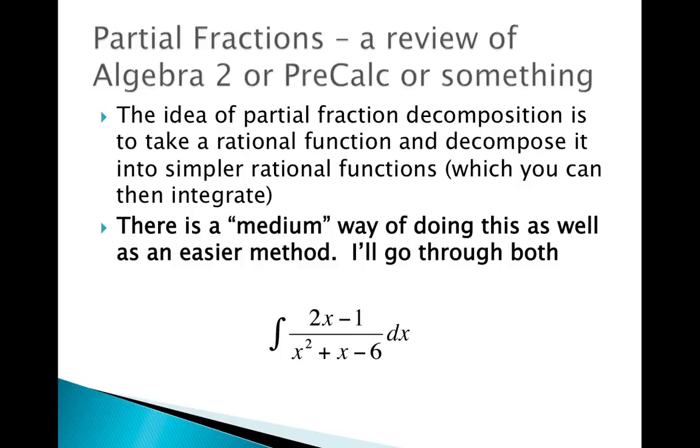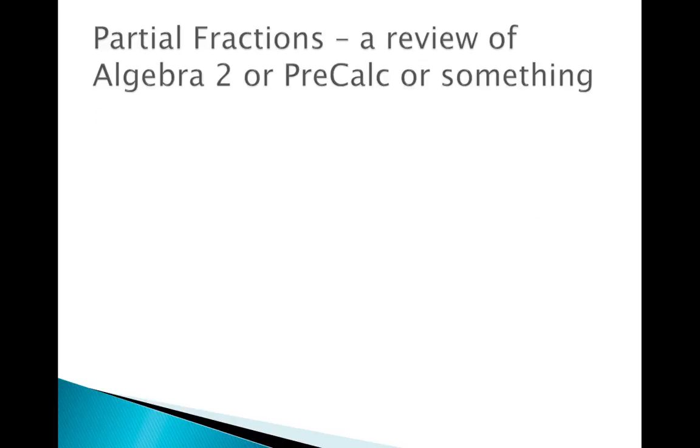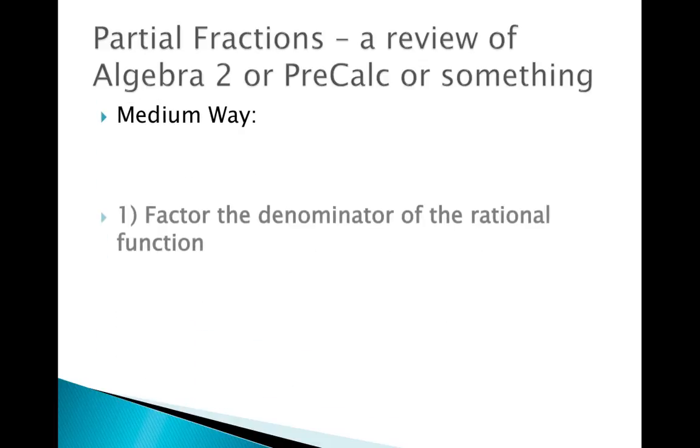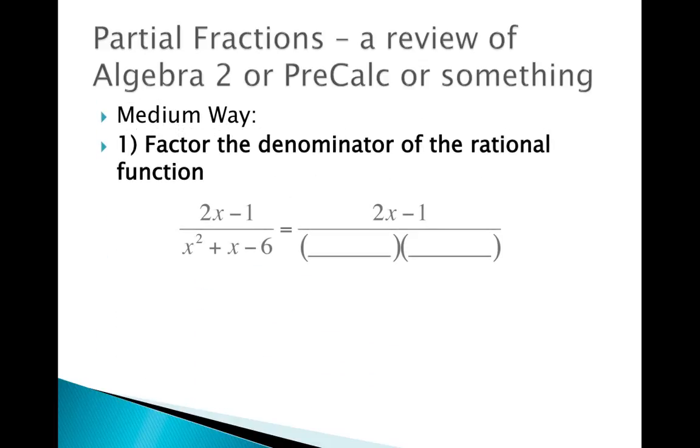I'm going to show you the medium way because I've got to show you good algebra, and then I'm going to teach you a shortcut. You can use that shortcut, but I do need you to follow me in this slightly more difficult method. So what you have to do first is take your rational expression and factor the denominator. So I see x squared plus x minus 6. I'd like to factor it. And I believe that factors into x plus 3 times x minus 2. You can always check your work with these. This does work out. We're good.